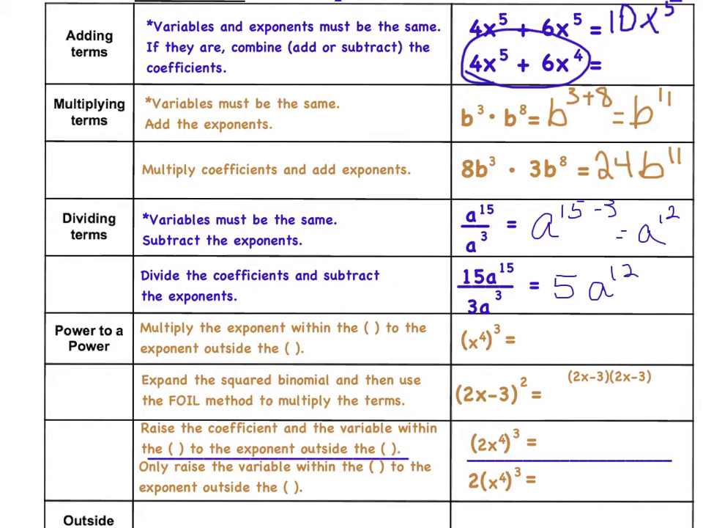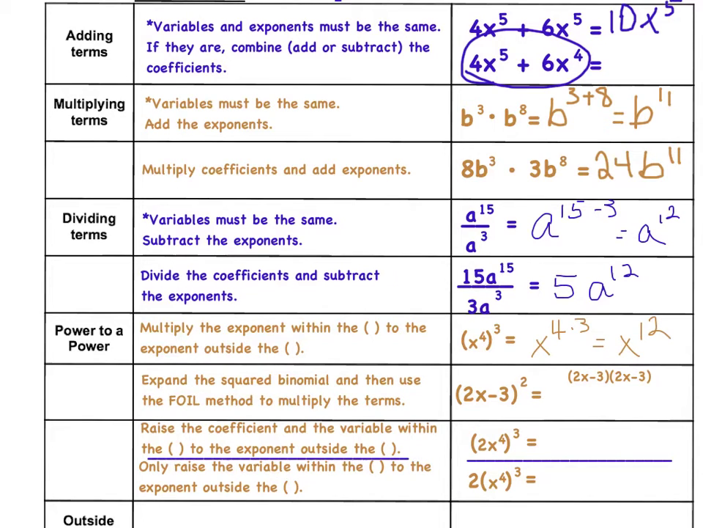Here you will simply multiply the exponent that is inside or within the parentheses to the exponent that is outside the parentheses. So that will look like this. We have x to the 4 times 3 power, which would be x to the 12th power.